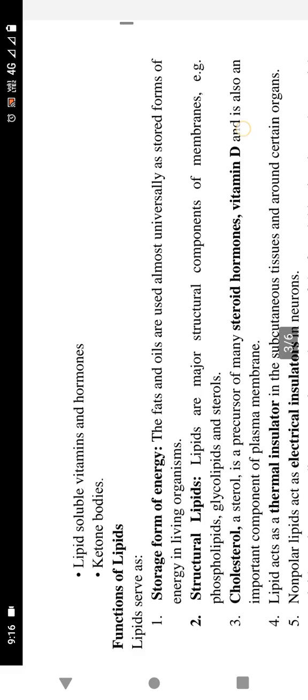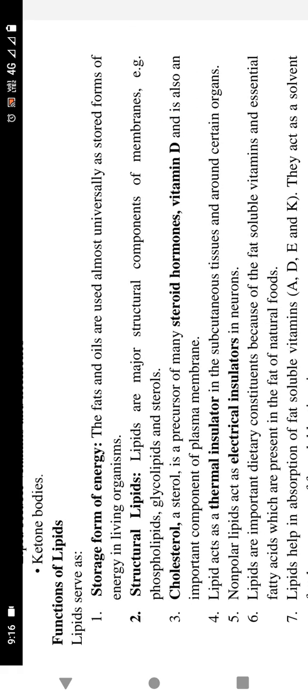Next, we see the functions of lipids. Lipids serve in many ways for our body. First, storage form of energy. Fat and oil are used almost universally as a stored form of energy in living organisms, giving a great deal of energy. Next, structural lipids. Lipids give major structural support to all membranes, because phospholipids, cholesterol, glycolipids and sterols are embedded in the plasma membrane, and the plasma membrane is made up of a lipid bilayer.